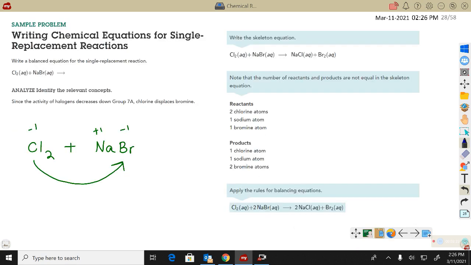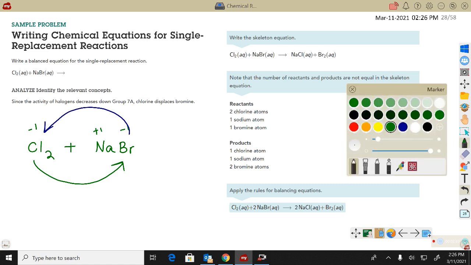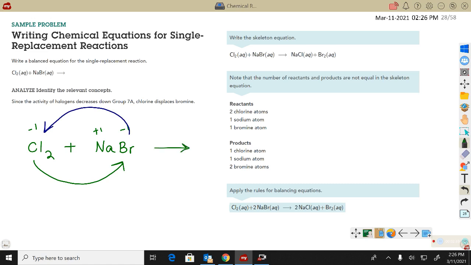So yes, this can work. In that case, it's a go. We can swap the ions. And if I were writing the products, I would just switch those element symbols. So chlorine's going to come in, bond with sodium, and kick out the bromine. So bromine is going to be single, and then sodium will bond with chlorine.